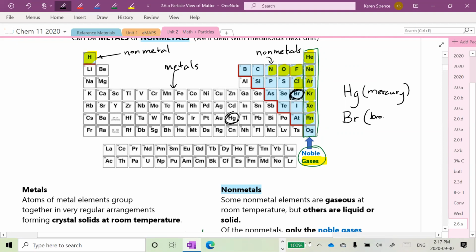Br, bromine, are liquids at room temperature. All the other metals are solids. Non-metals, you can see the ones I colored in yellow are gases, and then the other ones are solids. Carbon is a solid. You may have seen it, like charcoal is a solid. You might have seen sulfur piles out in Port Moody, those yellow piles of stuff, that is sulfur. And it is a solid.